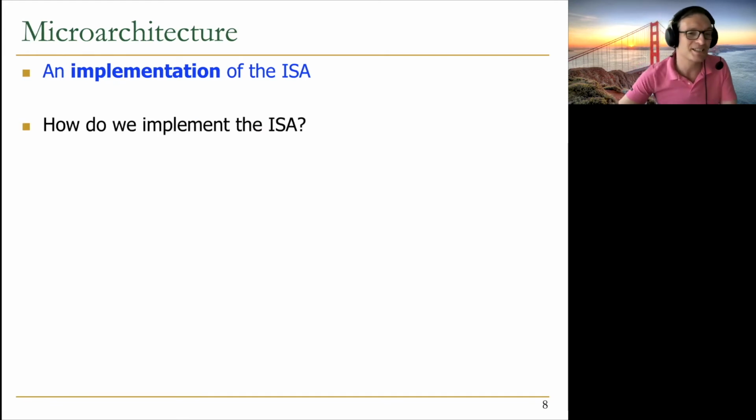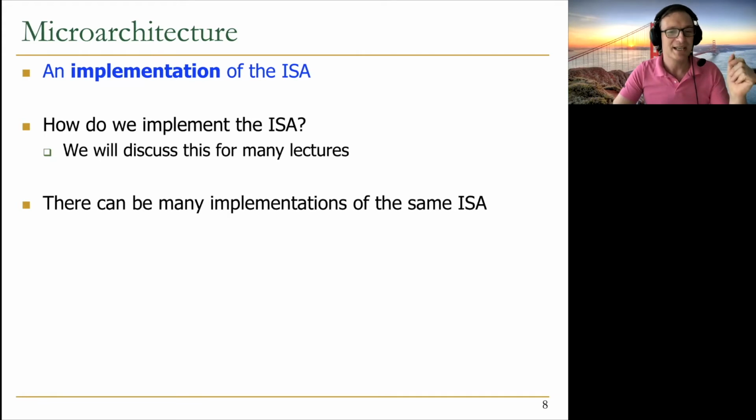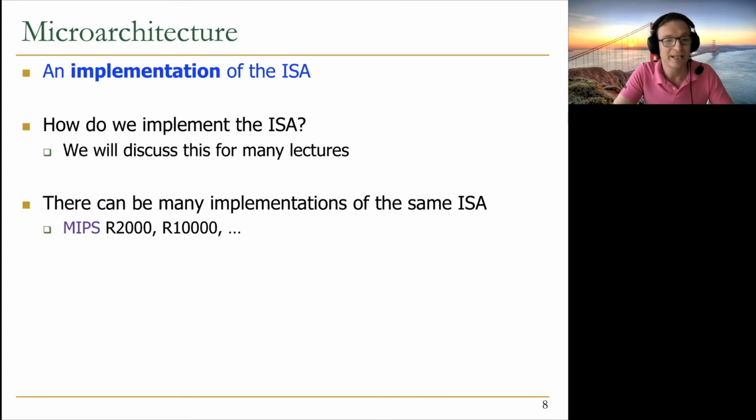So the question is basically, how do we implement the ISA? And we will discuss this for many lectures, as I mentioned. And there can be many implementations of the same ISA for the reason that I just said. There may be many ways of doing the same thing, satisfying the promise or the contract that you promise to the software, right?